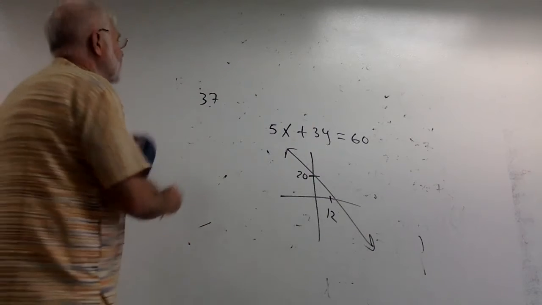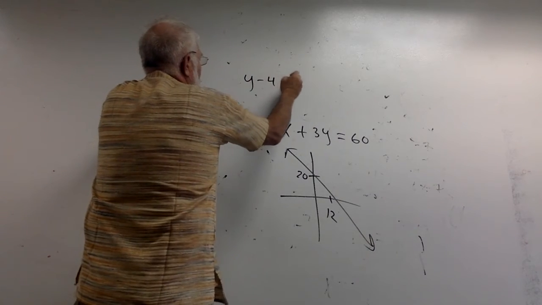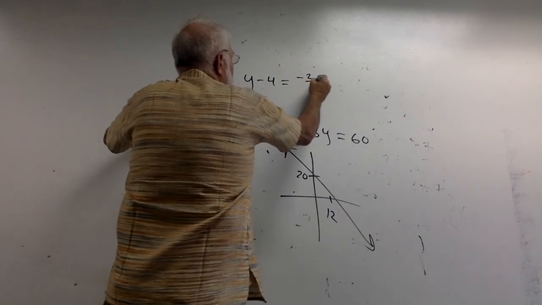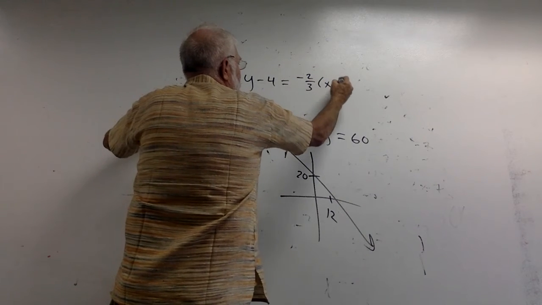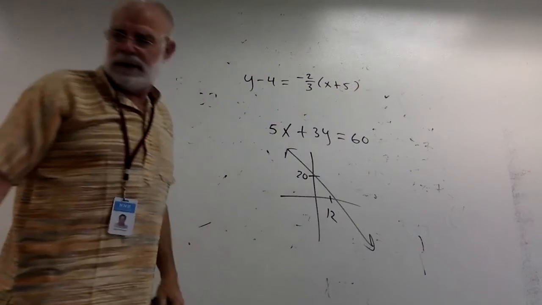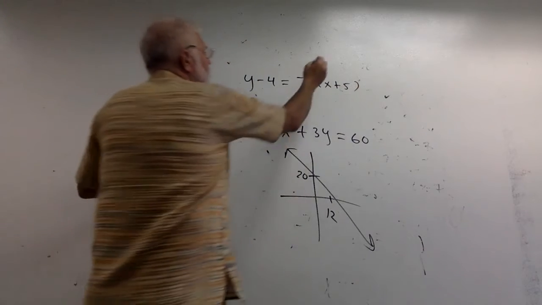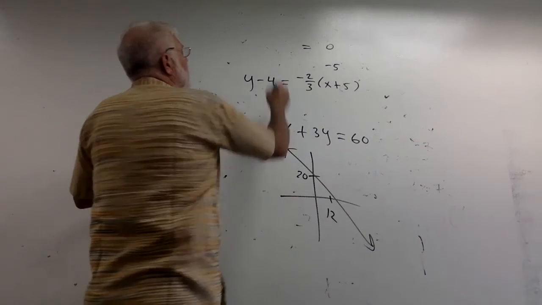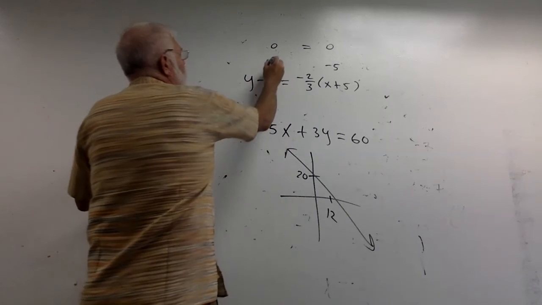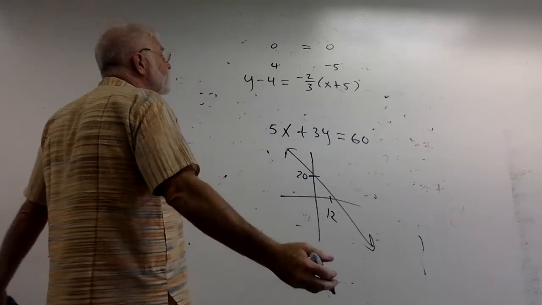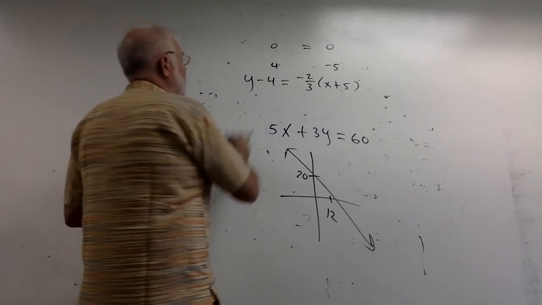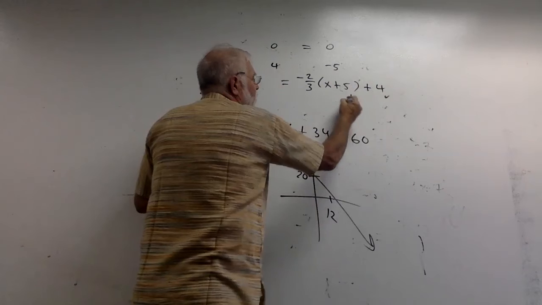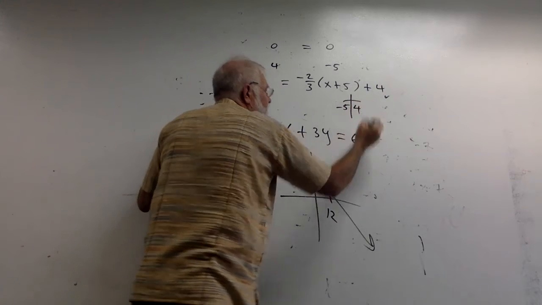38. Y minus 4 equals minus 2/3 x plus 5. When you put negative 5 in, the whole right side becomes 0. And 0 equals 0 only if you put 4 in for y. I think it's a whole lot better if you put the 4 over here as a positive. Then you can see this so much more easily.